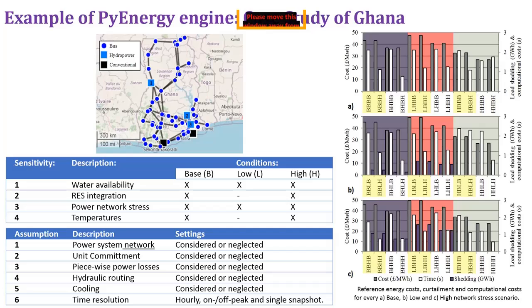For example, considering or not the power system network, if we want to run a full adequacy study, considering or not the unit commitment, the network losses, hydraulic routing, cooling, and also importantly, the time resolution, depending on the type of studies that we would like to run. And for each of these scenarios, sensitivities and settings, we can define a set of metrics, which we see in the right-hand side figure in this slide, which includes, for example, the operating cost, the load shedding, and very importantly, the computational cost.